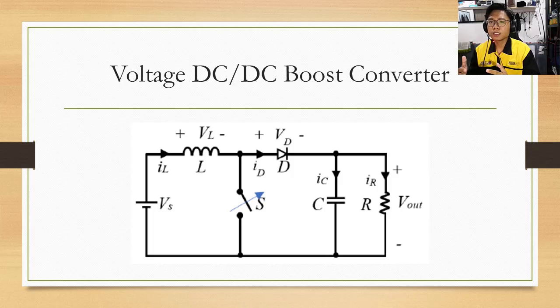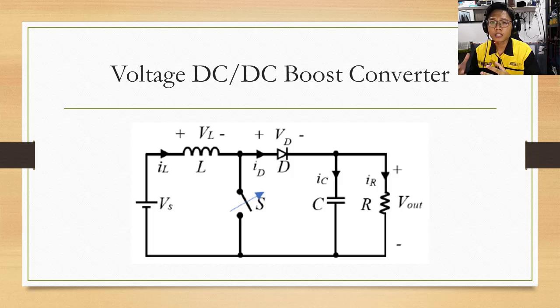So the DC to DC boost converter is also known as the step up converter because the average output voltage is higher than the input voltage. As we can see in the circuit here, there are a voltage source, inductor, diode, switch, capacitor, and also the resistor. For the DC to DC boost converter, the input current characteristic is good, but the output current characteristic is bad. And for this lab, we need to design the DC to DC boost converter.